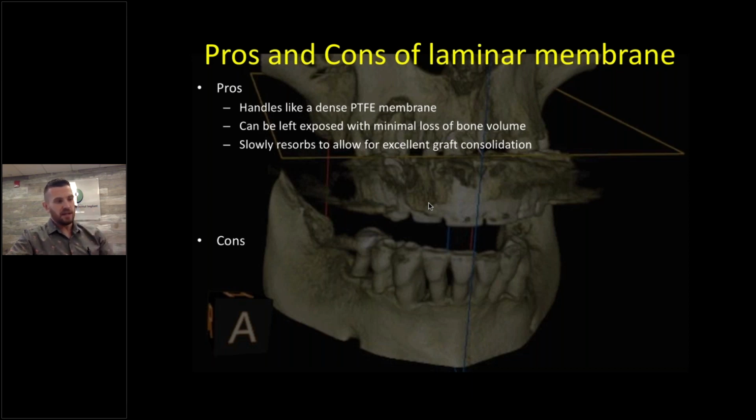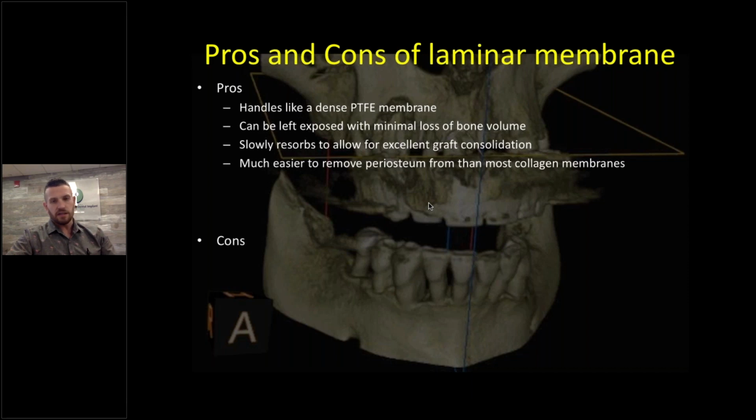Typically, I wait about 6 months in anything vertical or horizontal. I have waited less time, and I've been very pleased with it as well. But just to be on the safe side, and depending on the patient, elderly patients or patients that have systemic complications, I tend to wait a little bit longer. It's much easier to remove from the periosteum than most collagen membranes.